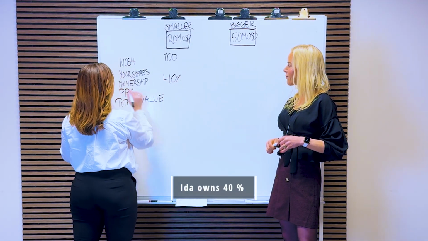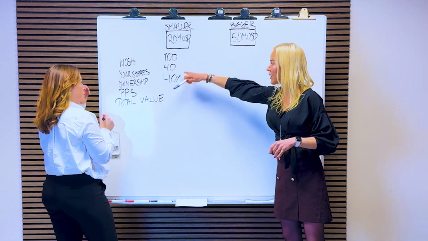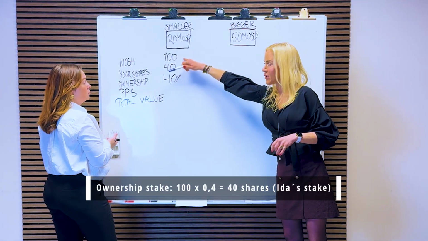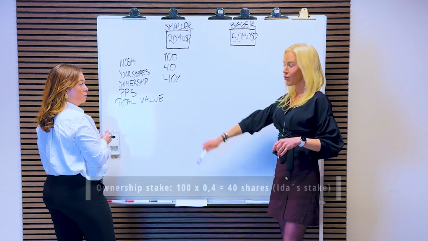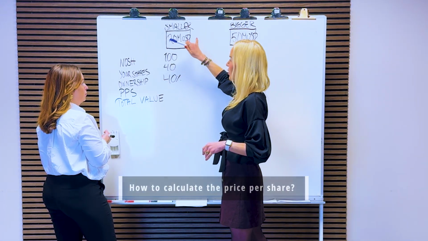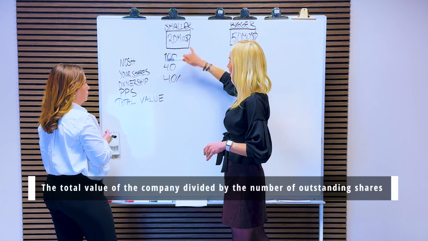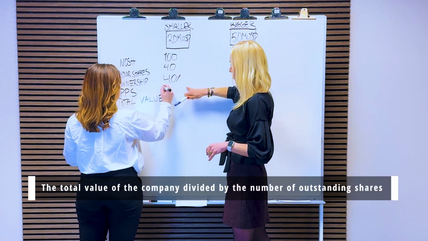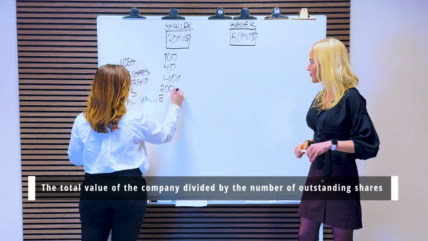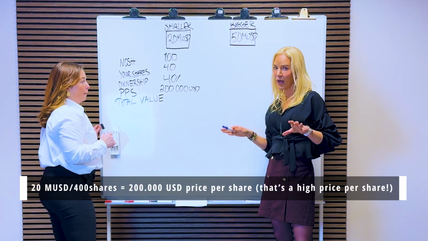Yes, which means that I have 40 shares. Exactly. To figure out the number of shares you have, we take 40% of 100. And we want to know the price per share. And then we take the total value of the company, the equity value, divided by 100, the total number of shares, and we get 200,000 US dollars.